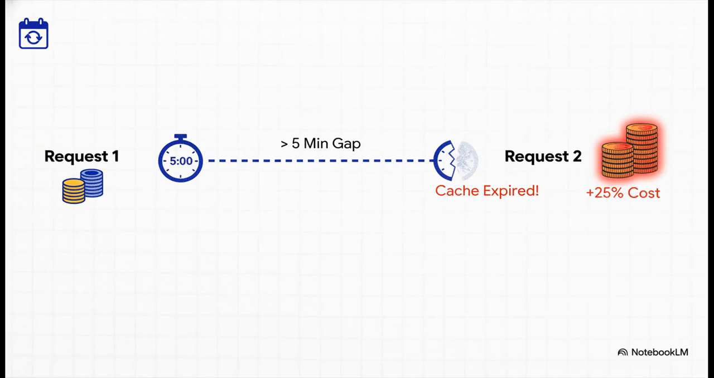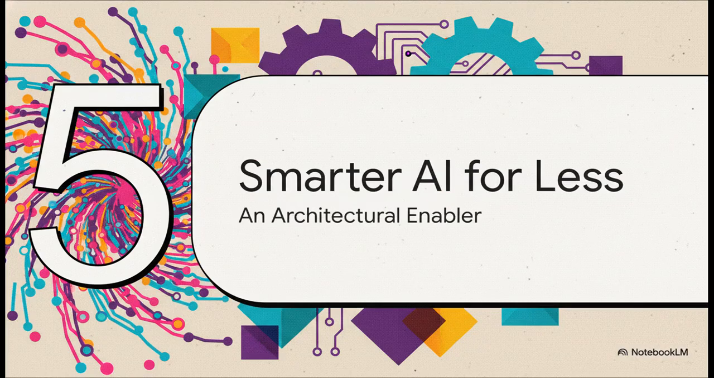And this is the most important warning I can give you. If your requests are consistently more than 5 minutes apart, you will never get the discount. You'll just keep paying that 25% write premium over and over again, which means you're actually increasing your costs. So this strategy is perfect for interactive chat sessions, not so much for, say, a cron job that runs every 10 minutes.